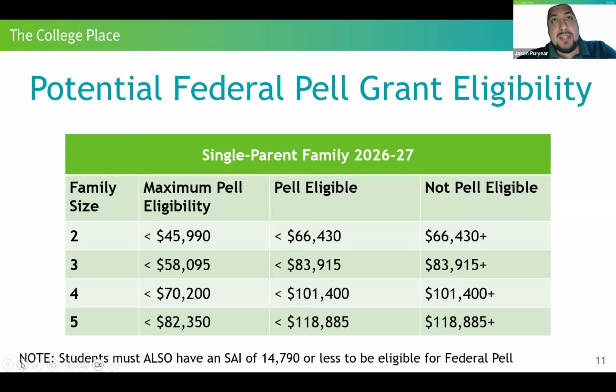And you also had to meet this eligibility requirement, plus have a student aid index lower than 14,790 in order to receive the Pell Grant. That is a new addition for this year, coming out of the appropriations process this summer from Congress.